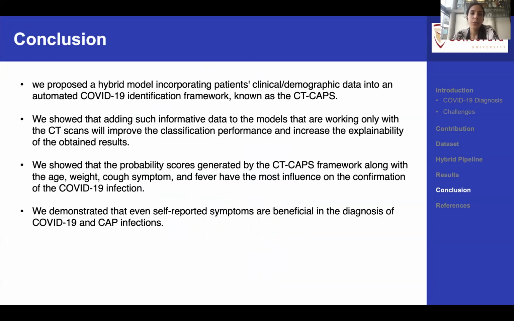So in conclusion, we propose a hybrid model that incorporates patients' clinical or demographic data into a previously proposed CT-CAPS model that uses only CT scans. We showed that adding such informative data to the model can increase the performance and also the explainability of the model. We showed that the output of the CT-CAPS, age, weight, cough, and fever are the most influential features on the output of the RF classifier. And we also showed that even self-reported symptoms can be beneficial and useful to the diagnosis of COVID-19 based on the model we proposed.